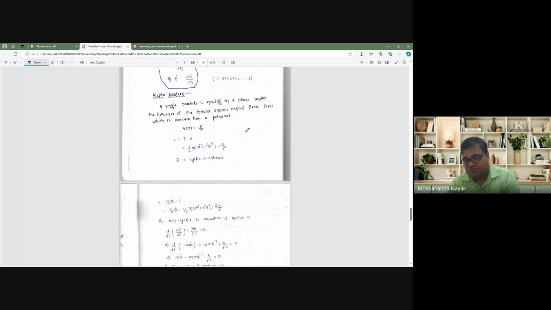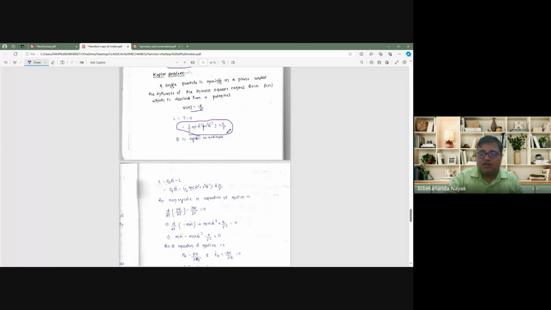So let us see an example. The example is Kepler's problem, which we have already done. A single particle is moving in a plane under the influence of an inverse square law of force. That is, we take the potential as minus k by r. So the Lagrangian will be T minus V, and the kinetic energy will be half m (r dot square plus r square theta dot square) plus k by r. So which coordinate is cyclic? You see theta is absent here, so theta is a cyclic coordinate.